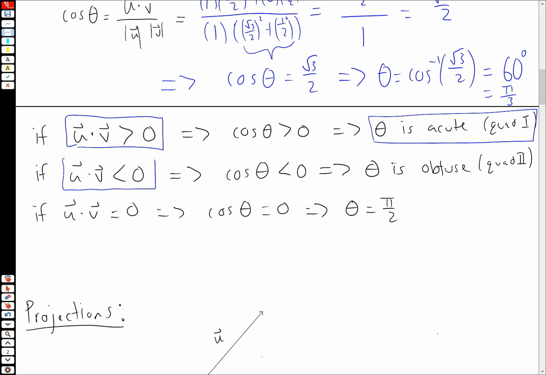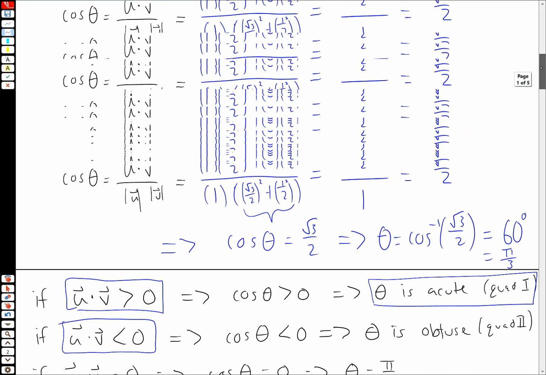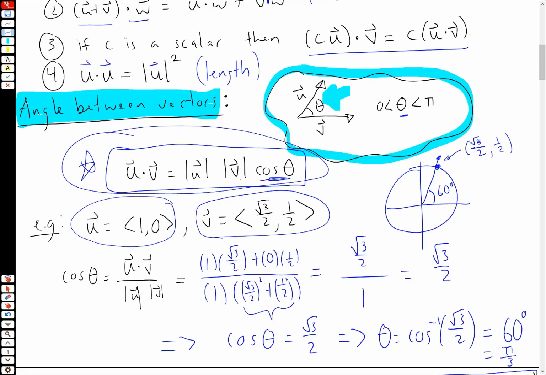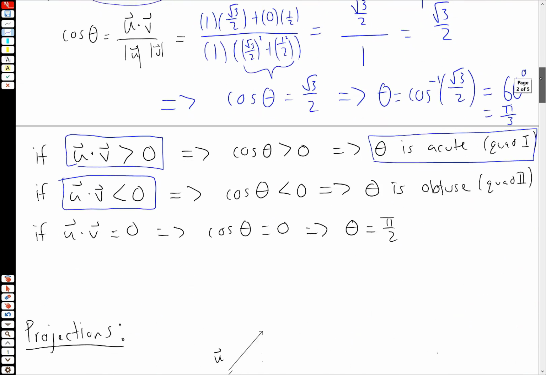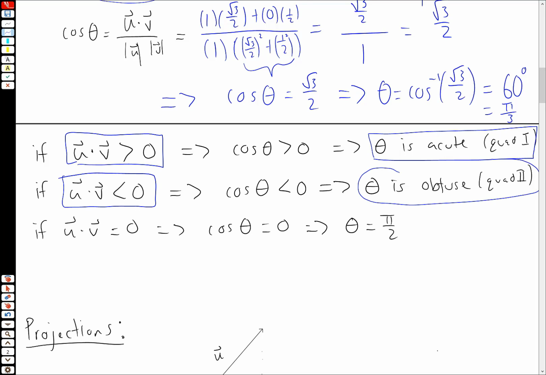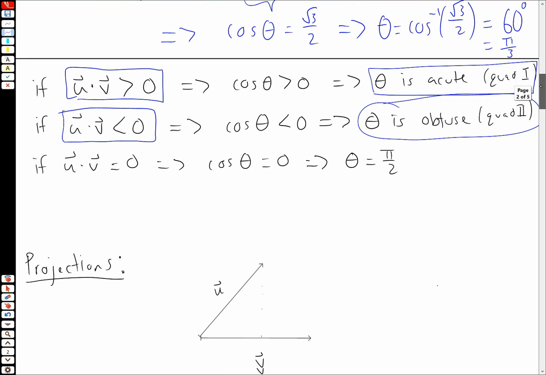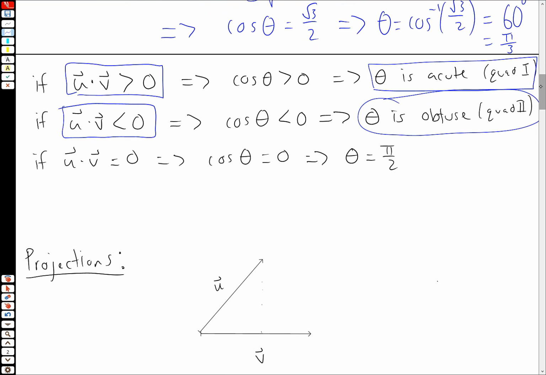If the dot product's negative, that means that this equation here is negative, which means that cosine must be negative. Now, when is cosine negative? Cosine's negative in the second quadrant. So if the dot product's negative, we know that the angle between them is obtuse. Okay, it's bigger than 90 degrees.